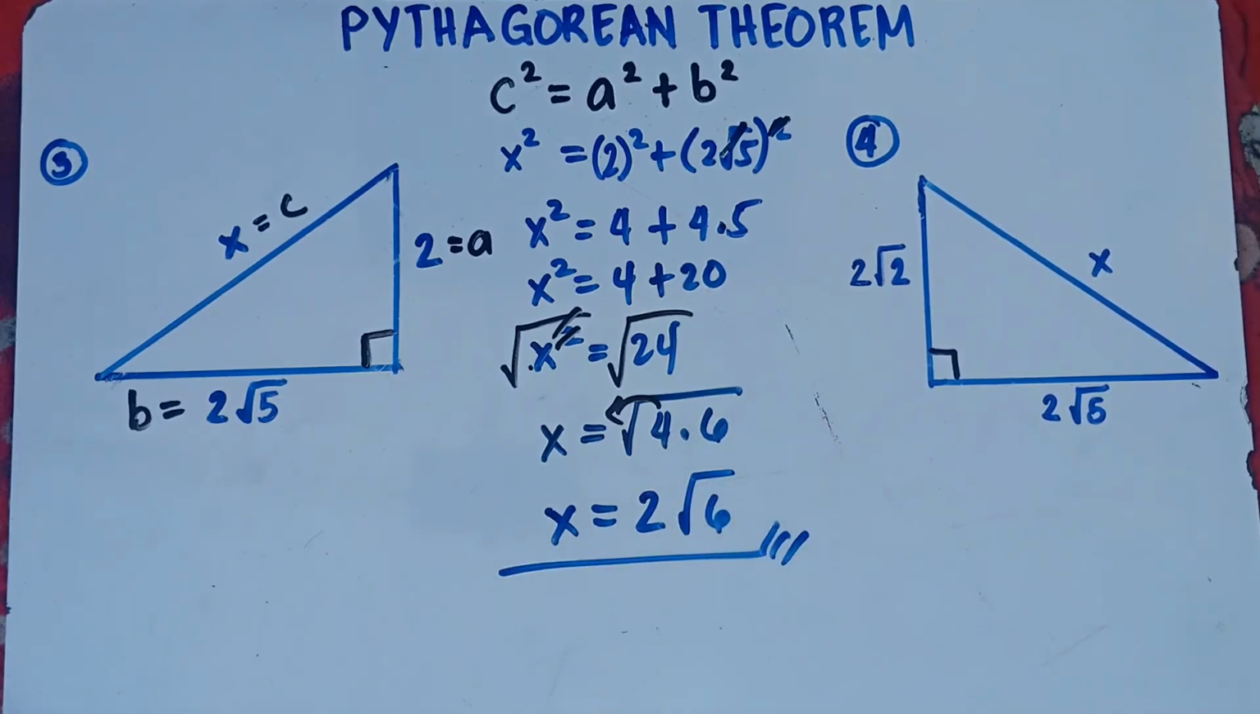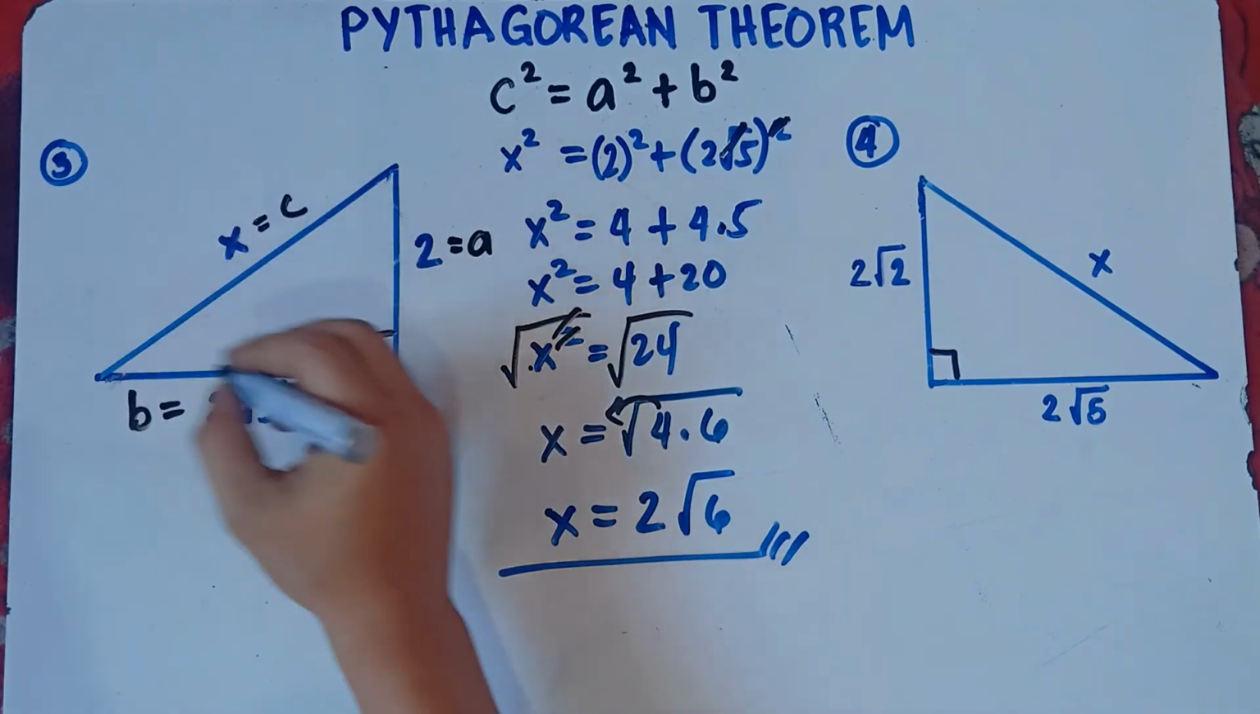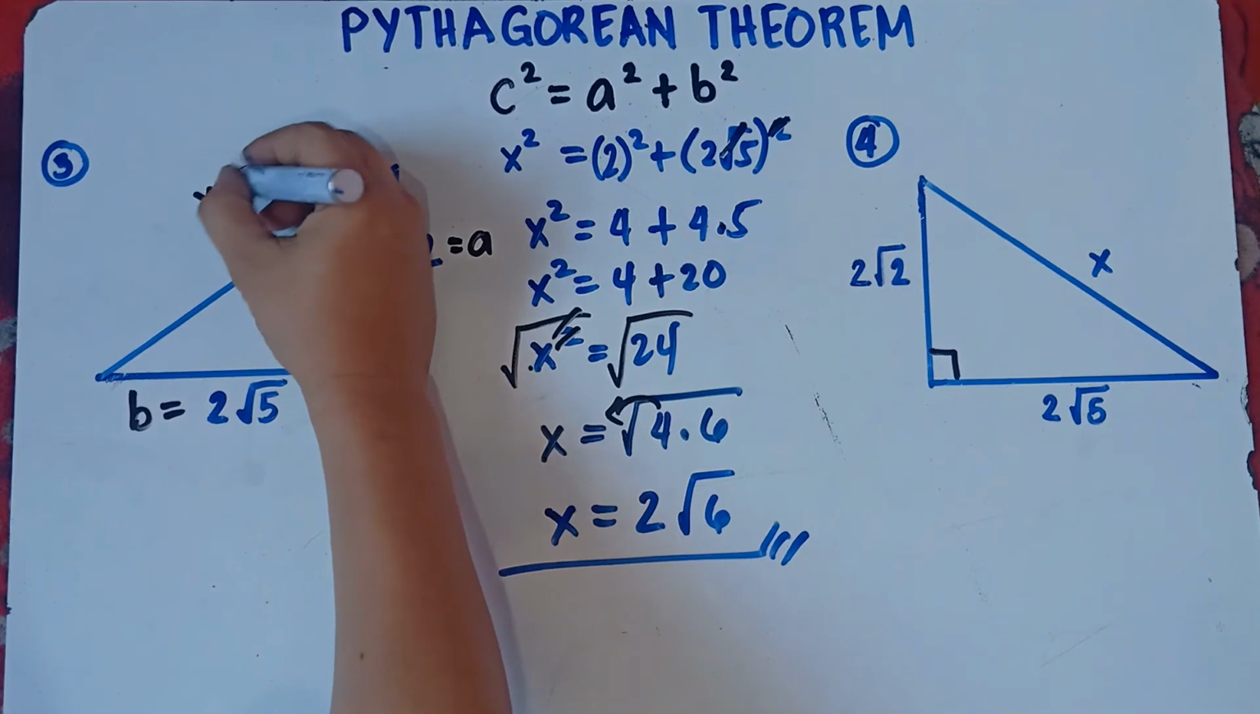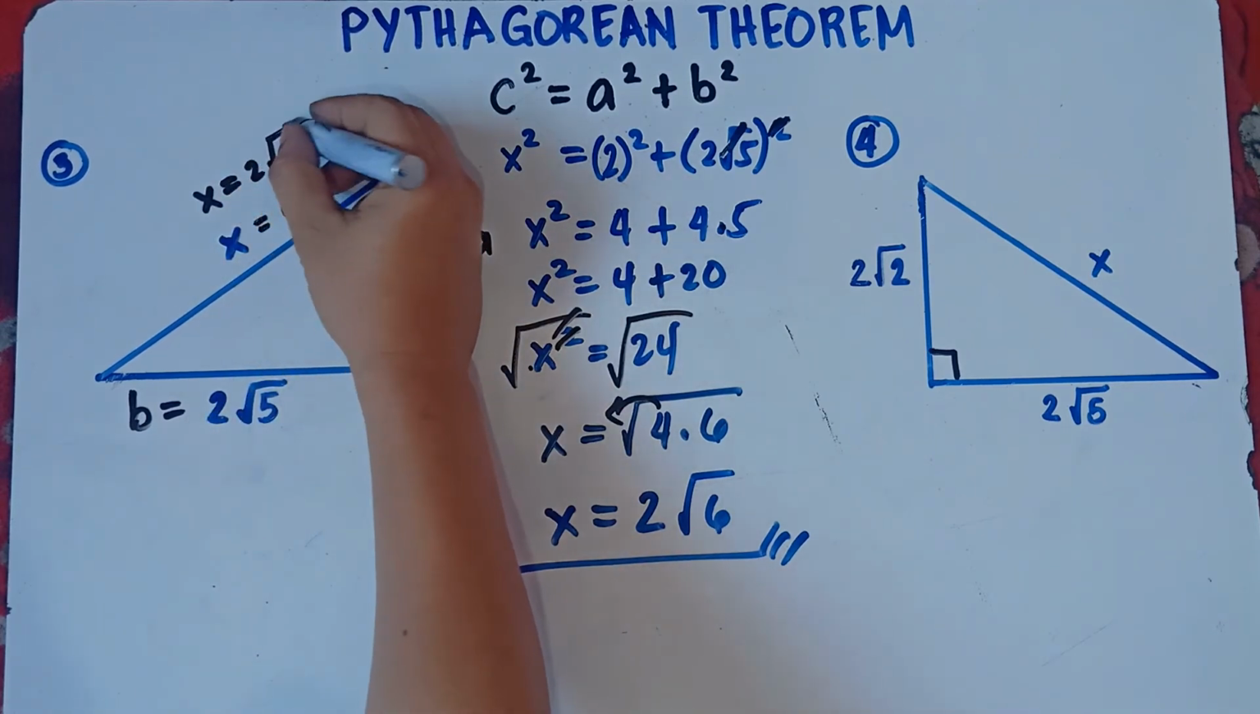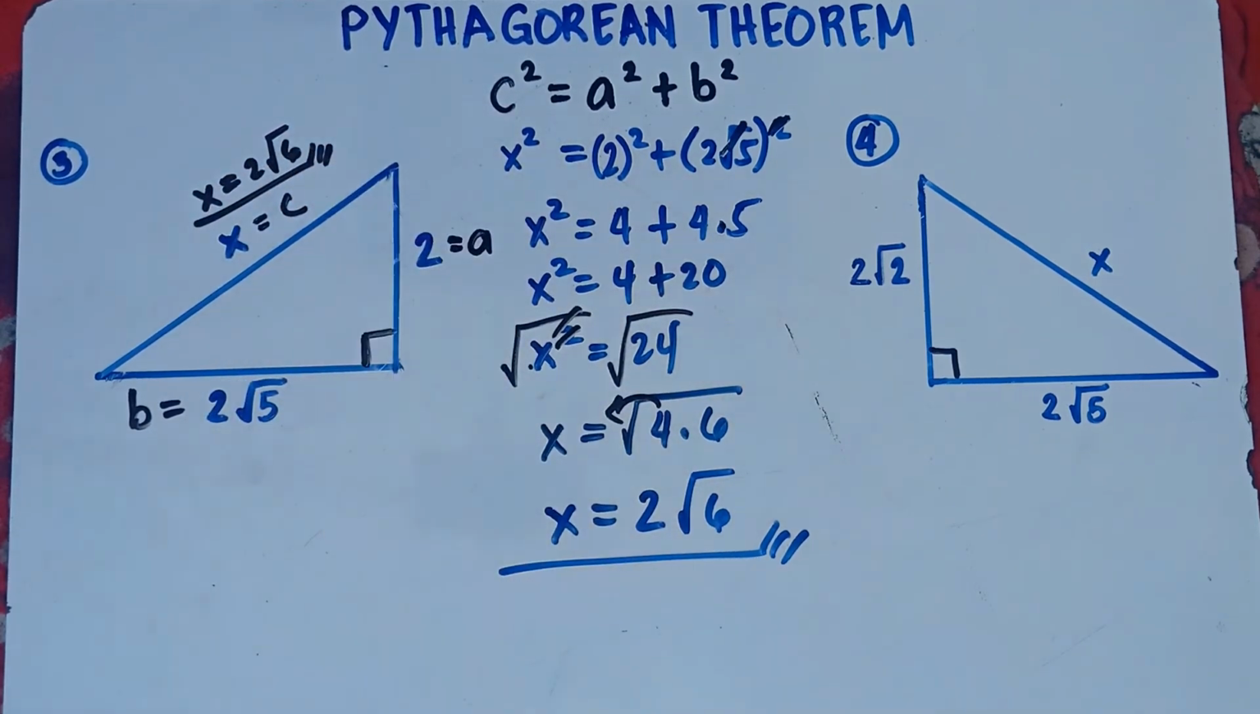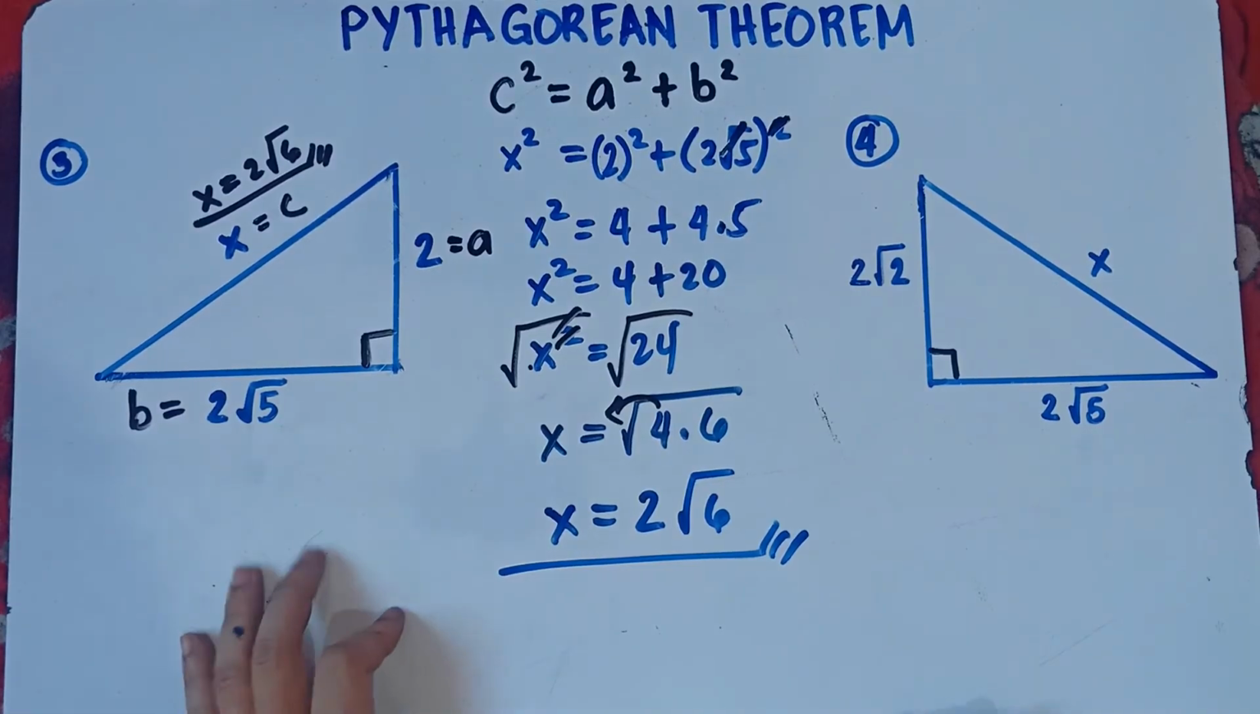That's it, class. That's the answer for number 3. Quite tricky for number 3, but if you understand that one, class, very easy. So 2 square root of 6. That's it for number 3. Let's try the last example, class, number 4.